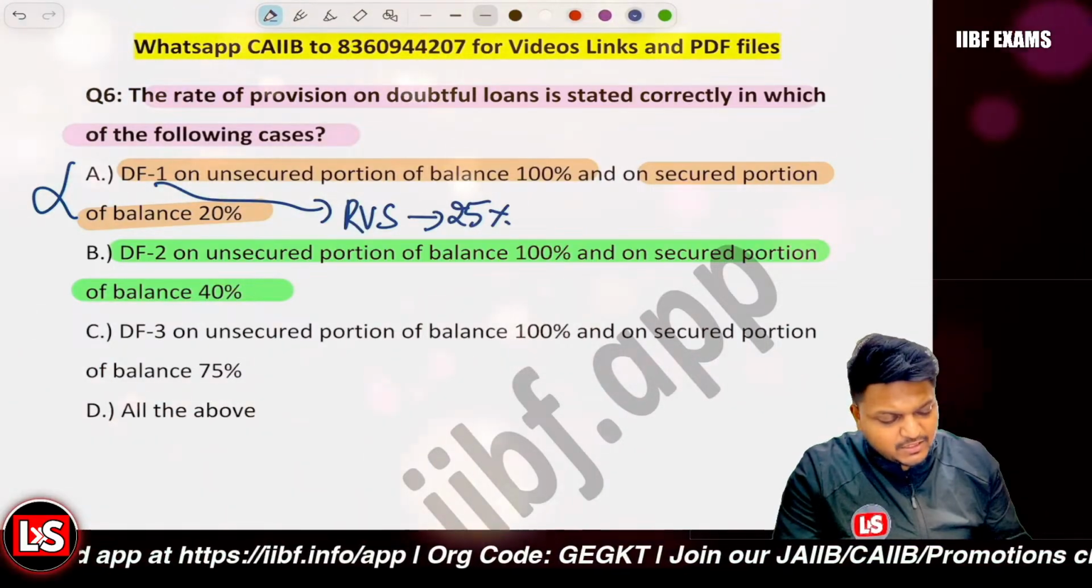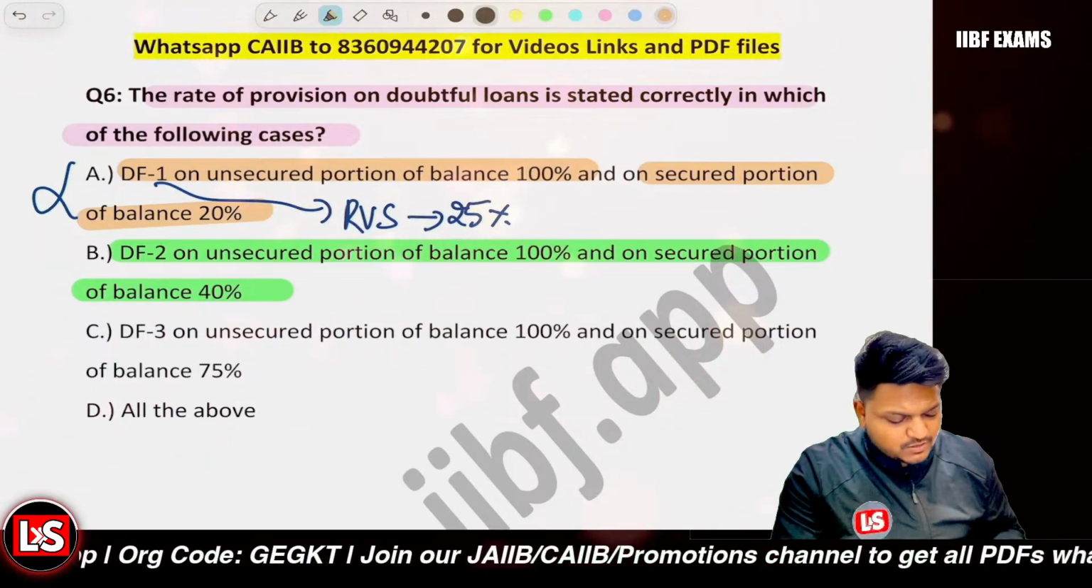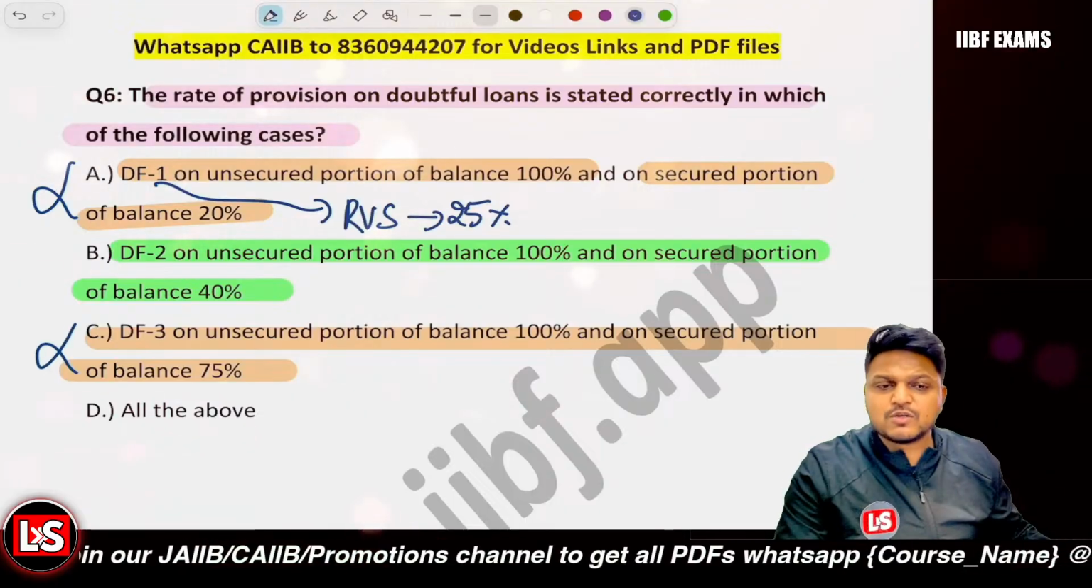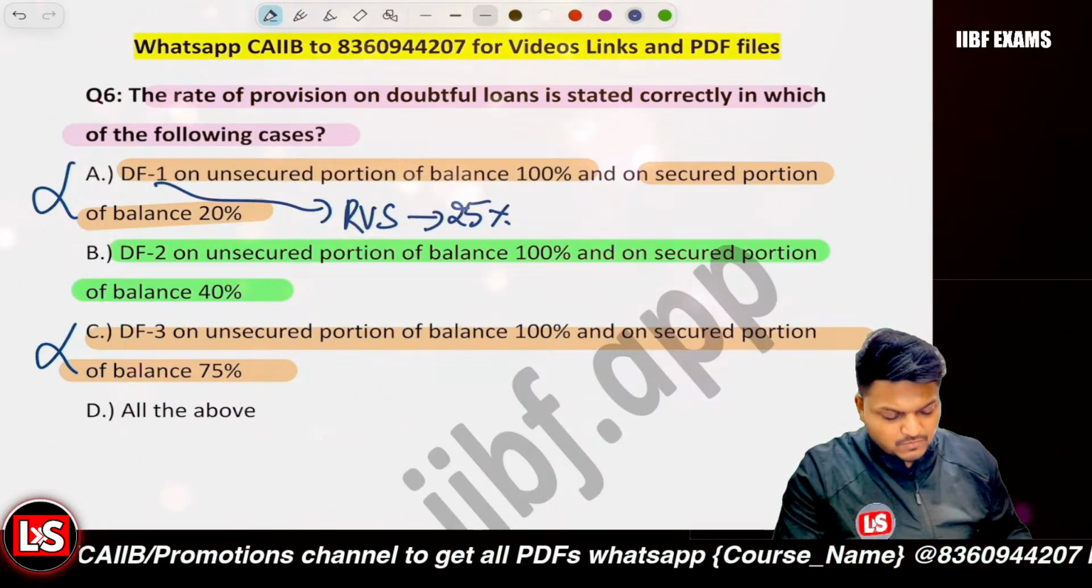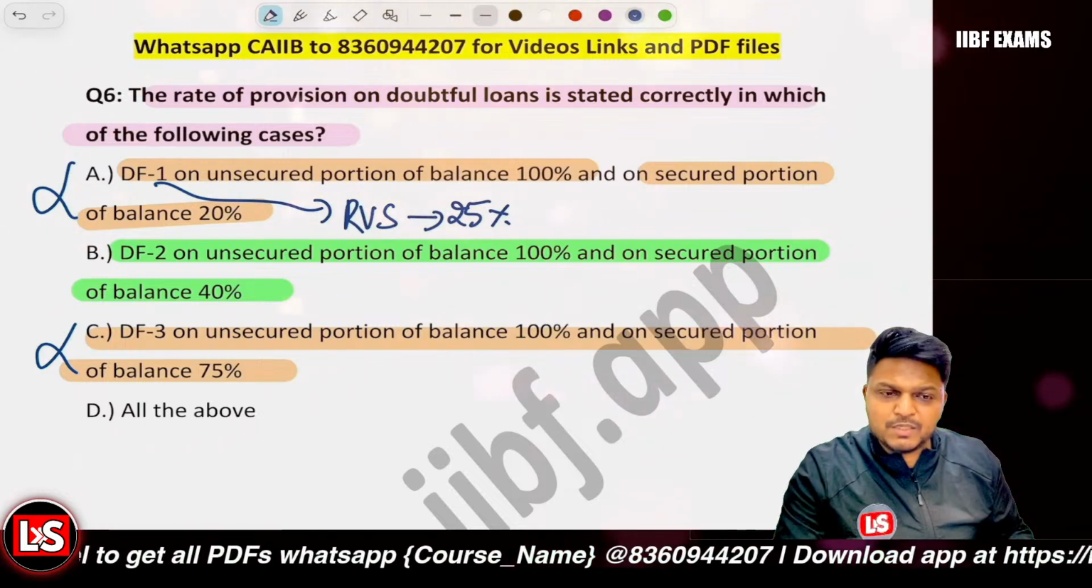For DF3, it is 100%, whether it is secured or unsecured, it doesn't matter. So option C is also not stated correctly. So the answer for question number 6 is option B.